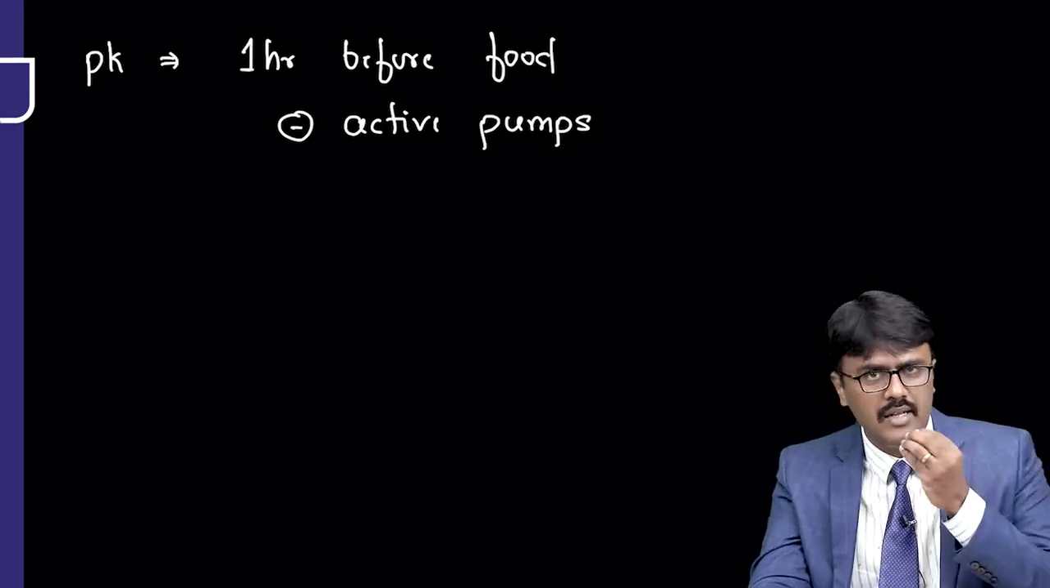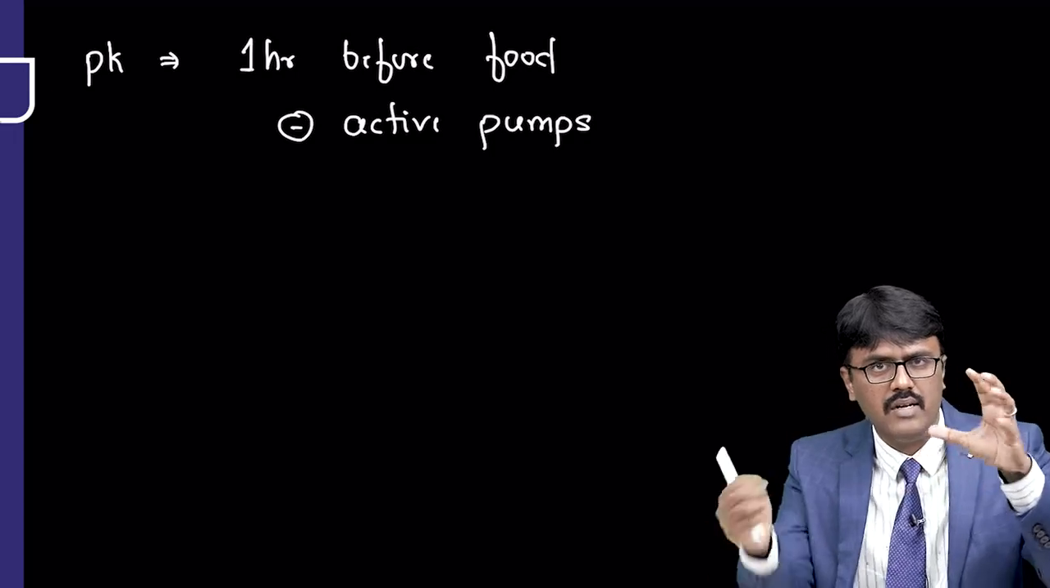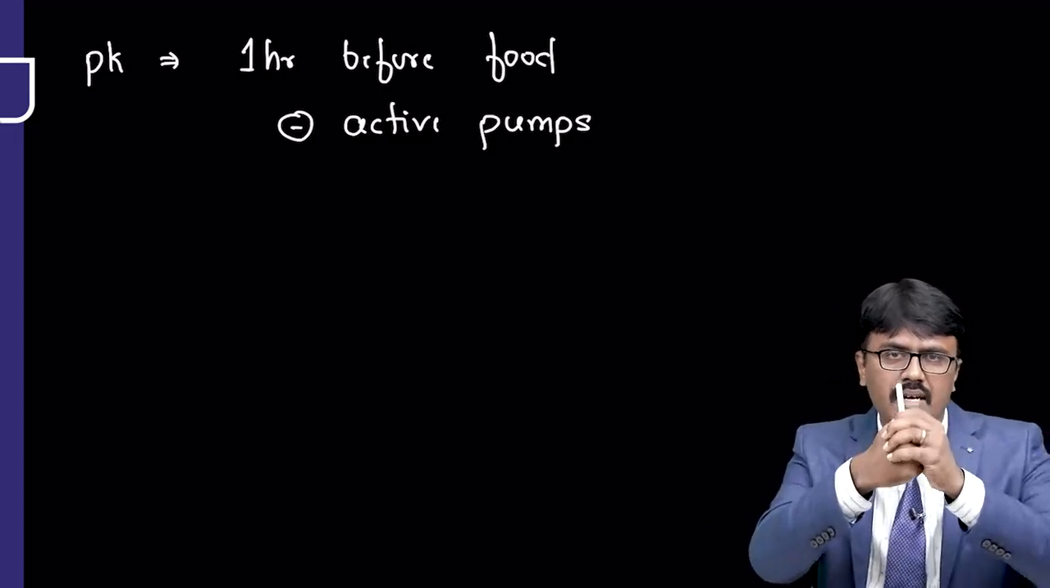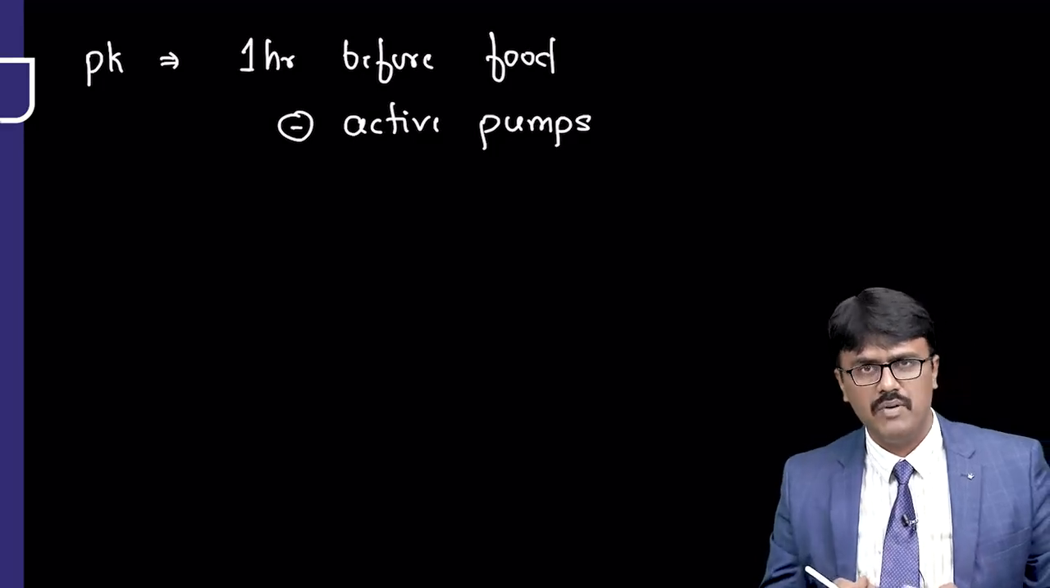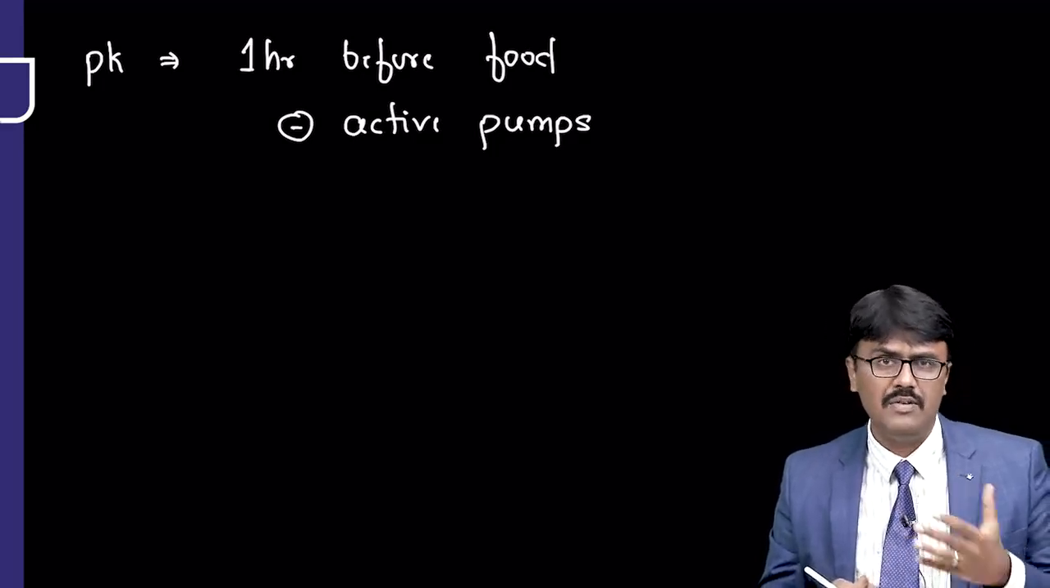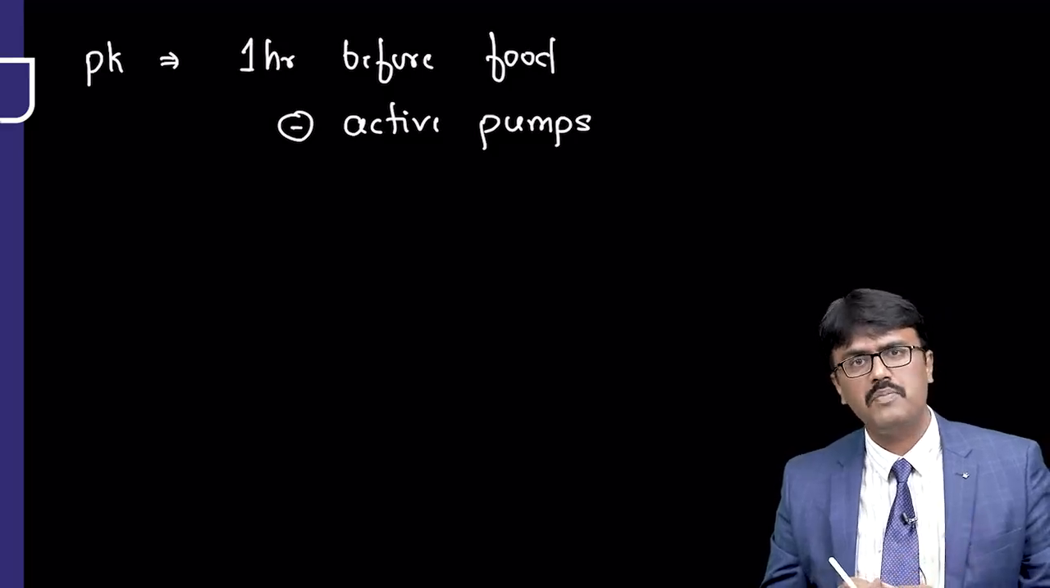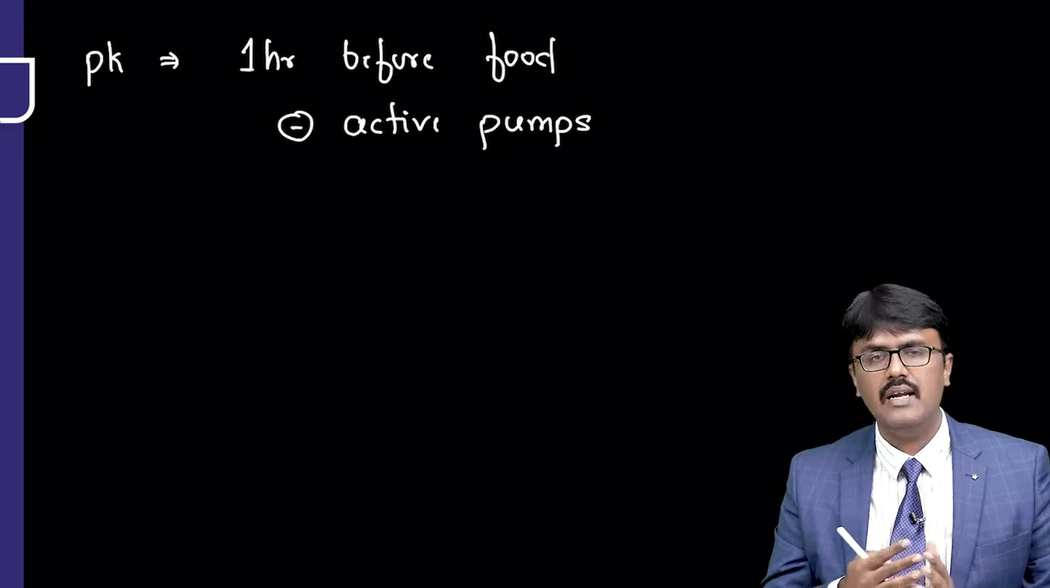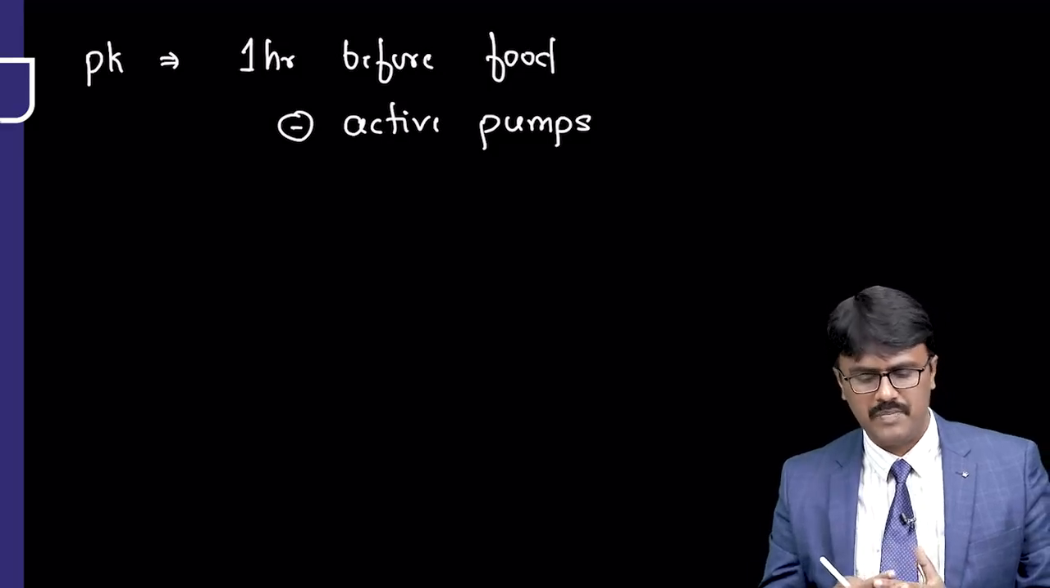So when you start eating, the pumps get active. When the pumps are active, the drug will go and block them. That's the reason it has to be taken 1 hour before food. Also, there is an interference with food. Food also decreases the absorption of PPIs. So it is ideally taken 1 hour before food.